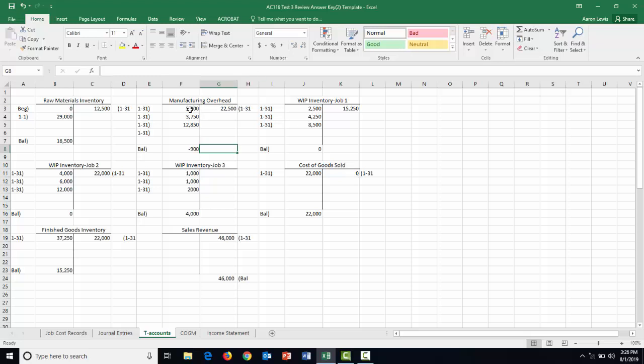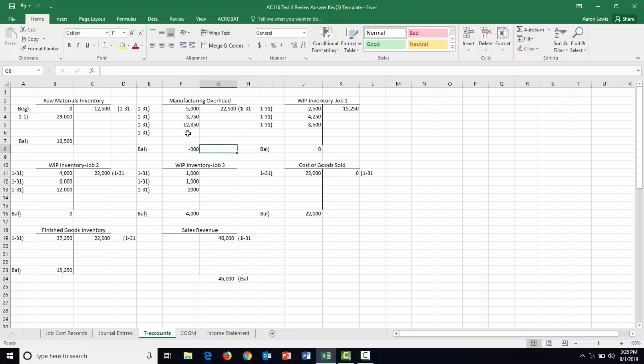So let's look at manufacturing overhead right now. We have $5,000 worth of indirect materials that were used, actual expense. We have $3,750 in indirect labor, also an actual expense, and then we just recorded $12,850 in actual overhead expenses for our rent, utilities, etc. We allocated $22,500 earlier. Well, the balance of our account right now is showing as negative $900 on the debit side, which means we would have a credit balance of $900.